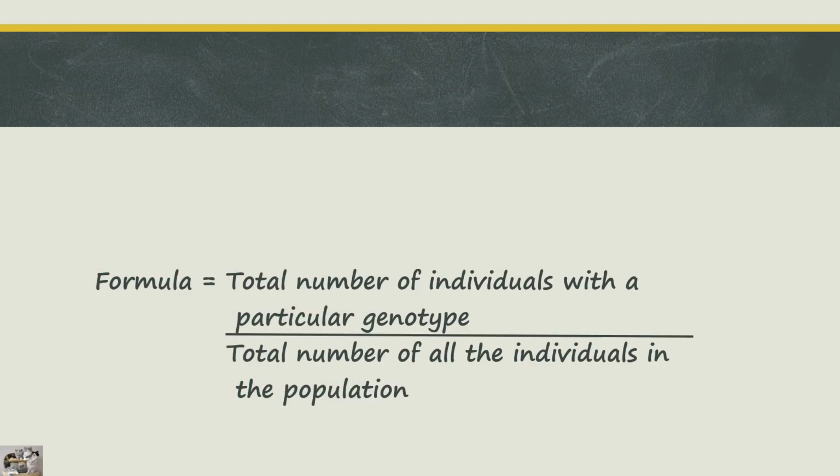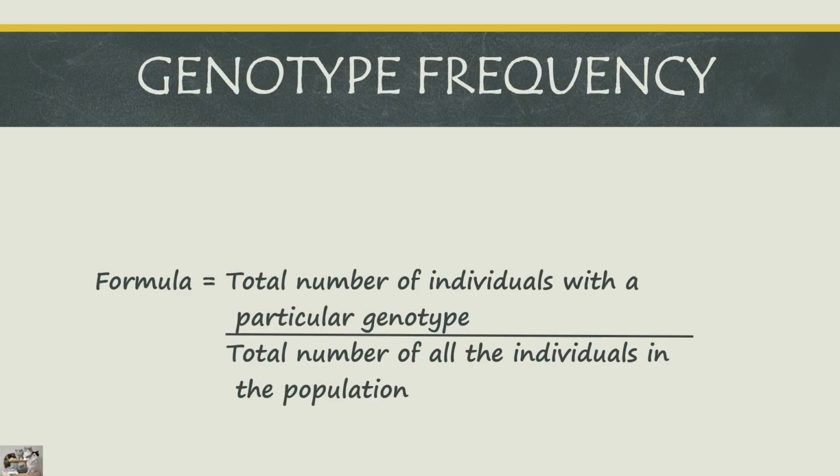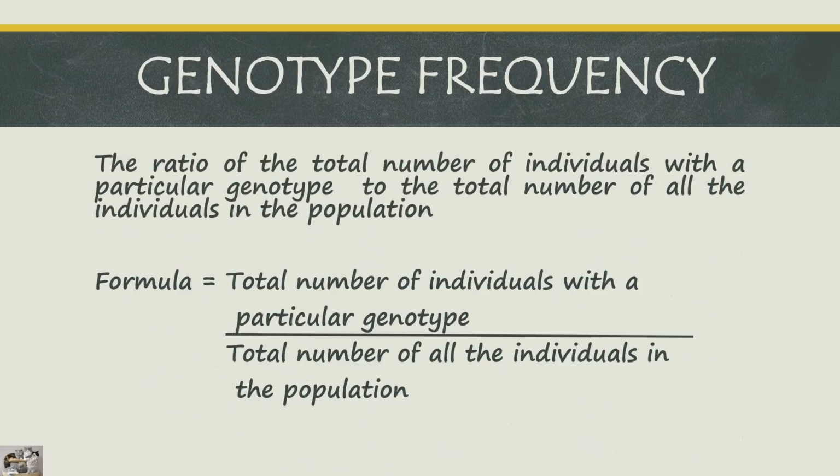Alright, next is genotype frequency. Genotype frequency is the ratio of the total number of individuals with a particular genotype to the total number of all the individuals in the population. So, the formula is the total number of individuals with a particular genotype divided by total number of all the individuals in the population.